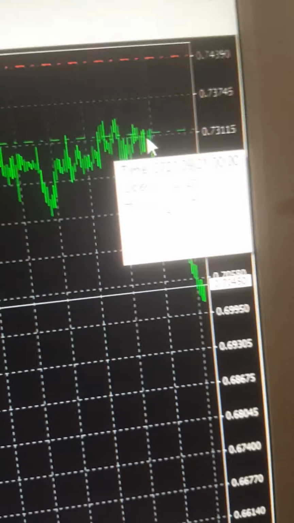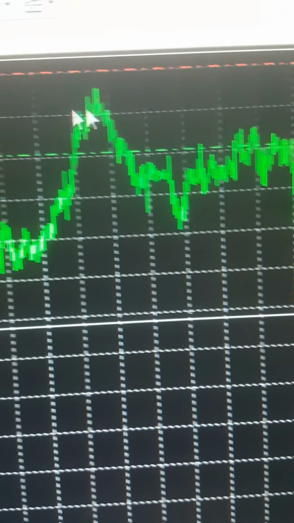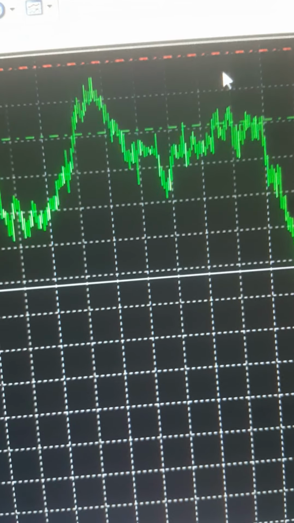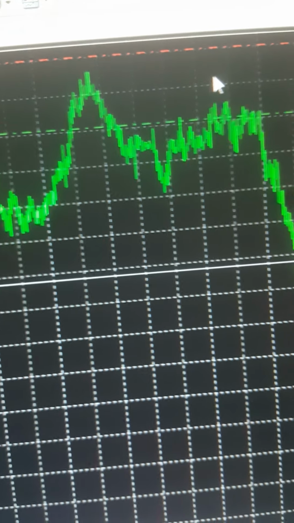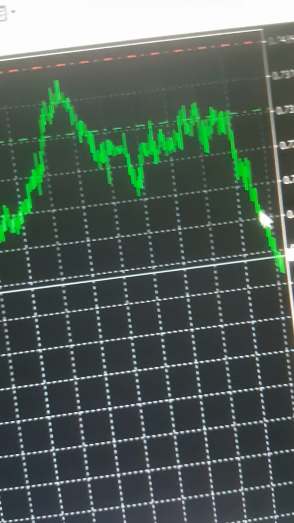So I put the AUDUSD trade here for buy. I thought that it was going to be a double bottom, so when the double bottom would hit, I would place the down trade here.